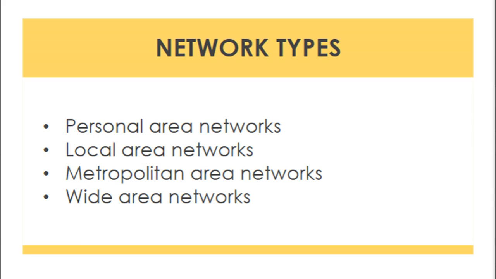Depending on the physical distance between nodes on a computer network, and the communications and services it provides, networks can be classified as personal area network, local area network, metropolitan area network, and wide area network. Personal area networks support interconnection of information technology within the range of about 33 feet. Local area network connects computer systems and devices within a small area, for example, an office or a home.